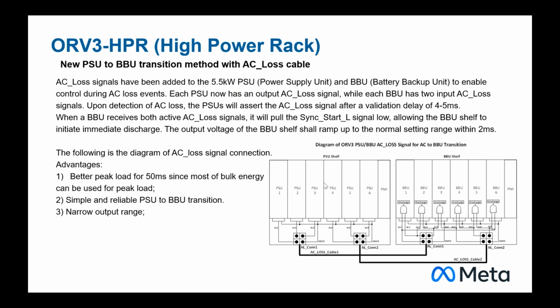Let's assume, I should make another drawing. Imagine we have 3 shelves of BBU and 3 shelves of PSU, and we can simply connect PSU shelf 1 to BBU shelf 1, PSU shelf 2 to BBU shelf 2, and PSU shelf 3 to BBU shelf 3. The BBU shelves, each individual BBU, are daisy chained. They have a sync start low signal bus. This signal bus is daisy chained to each of the BBU shelves. So any one of the BBUs in the shelf that sets the sync start low can turn on all the BBUs in the rack.